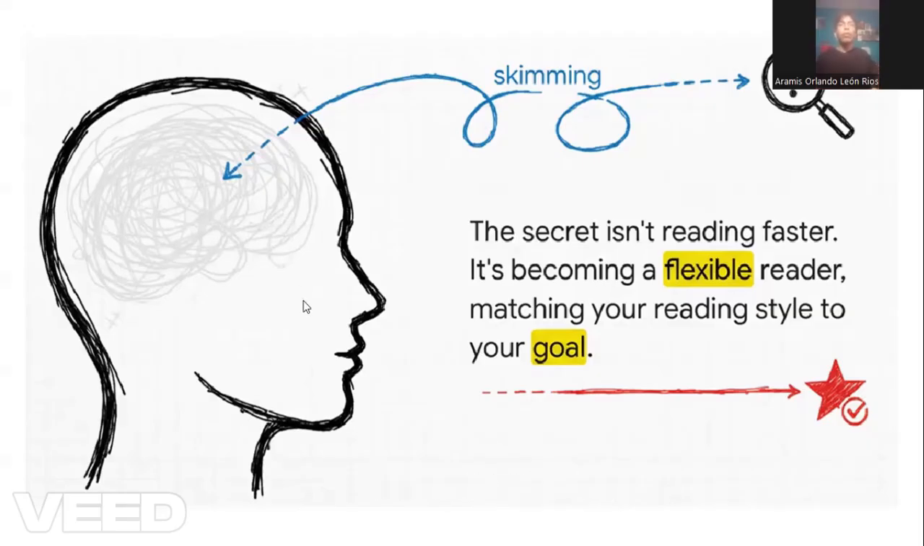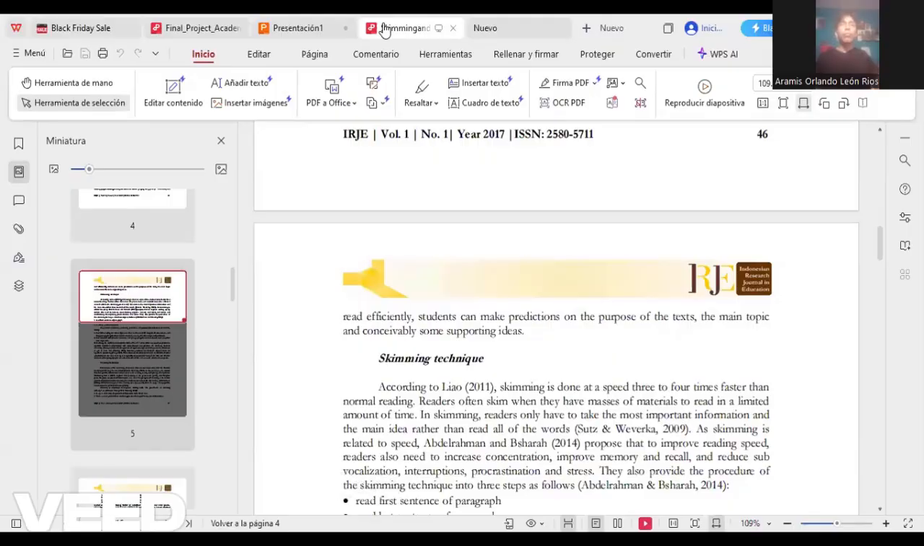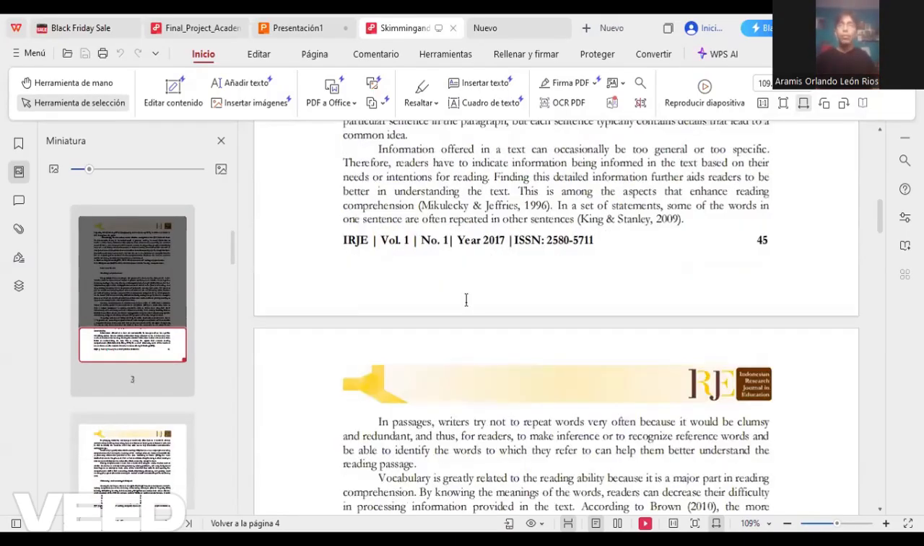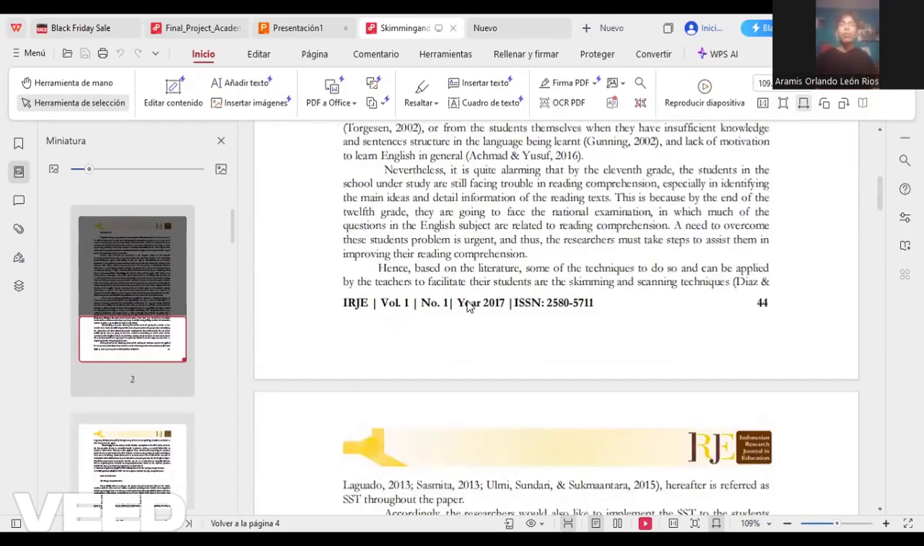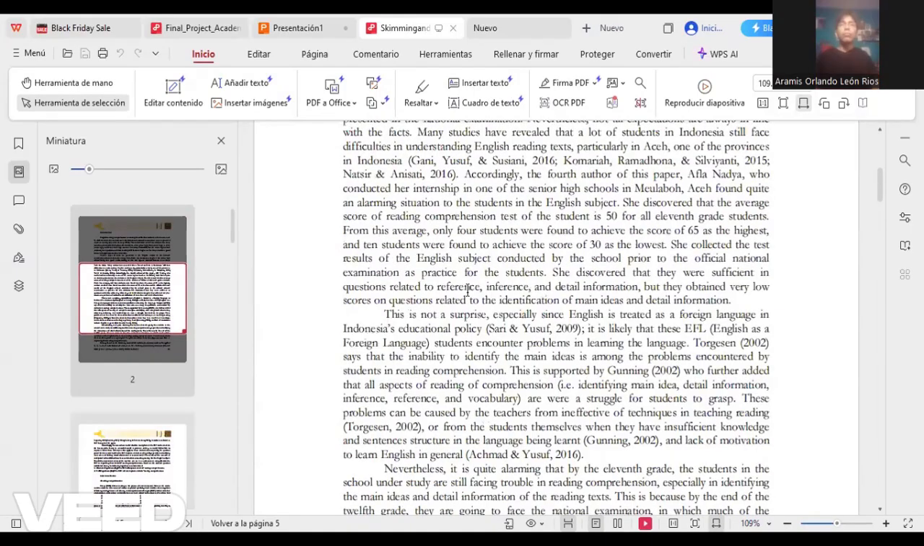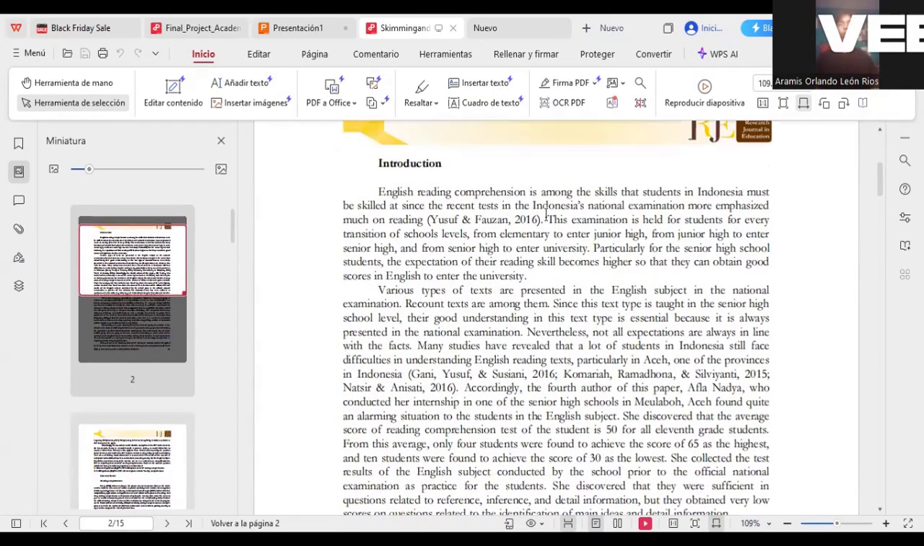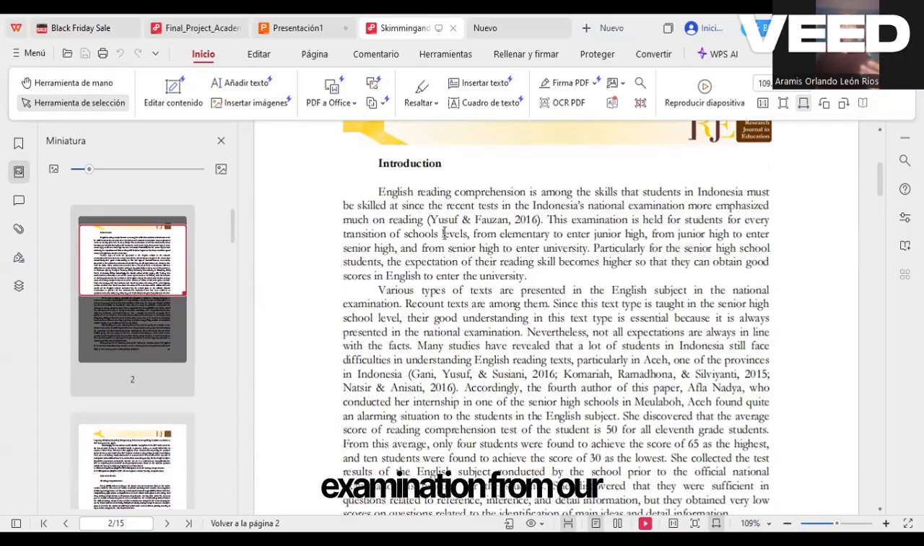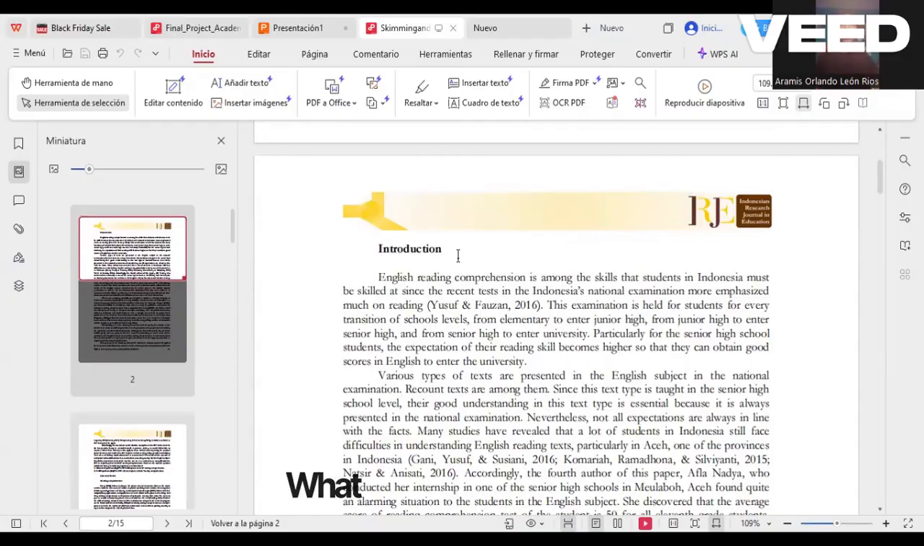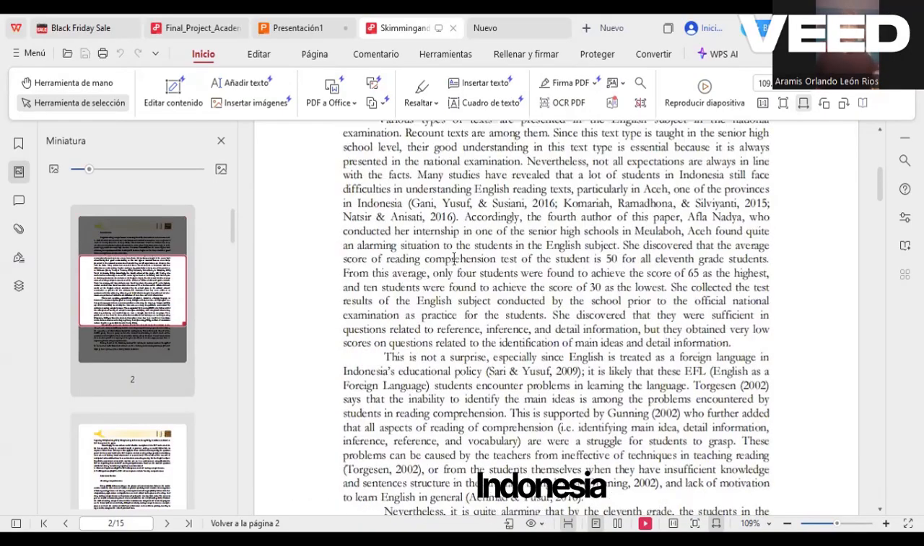Okay, let's put skimming into practice here in this article. For example, we read the introduction: English, among the skills that students in Indonesia must have, since the recent test in the Indonesian national examination. And what this essay is talking about is English comprehension in Indonesia, in the national schools of Indonesia.